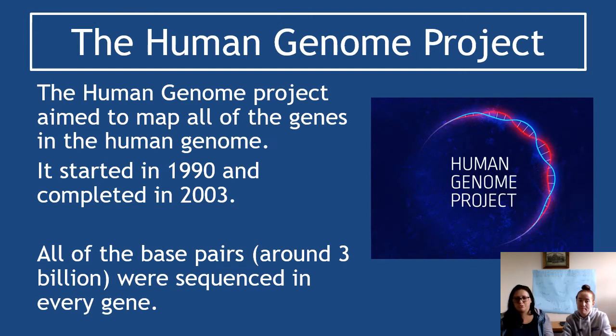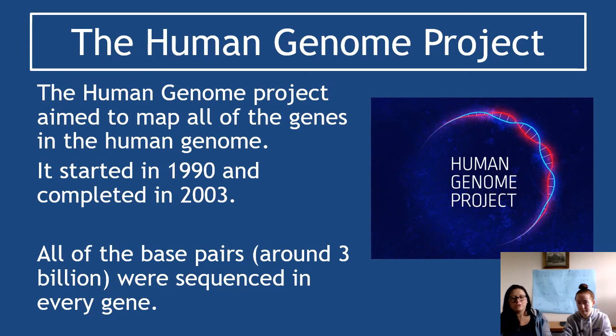Now, the Human Genome Project was the first project. It was a global effort in order to map all of the genes in the human genome. It started in 1990. It was completed in 2003. There were a few thousand people working on it all at the same time, and this should give you an idea of how big the human genome was.